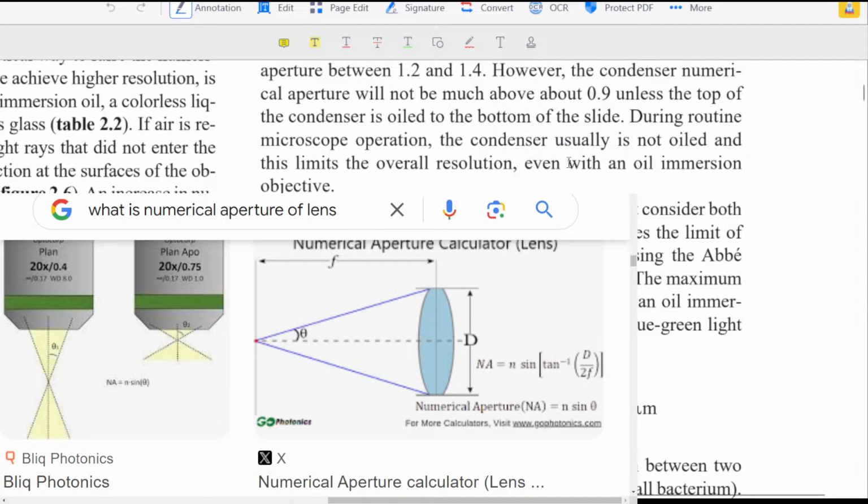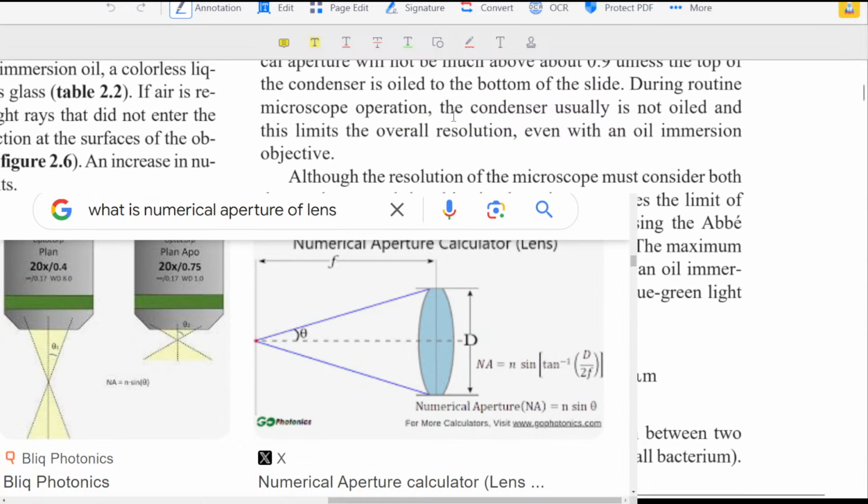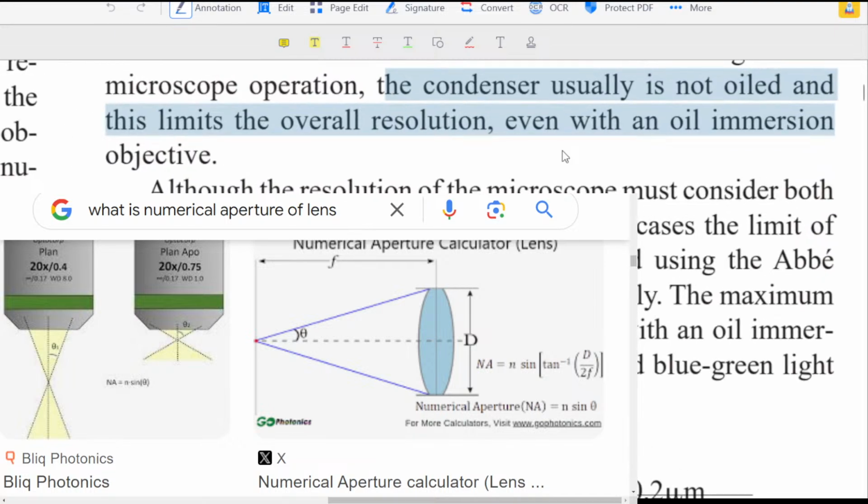During routine microscope operation, the condenser usually is not oiled, and this limits the overall resolution even with an oil immersion objective. Yeah, they are saying if you didn't oil the condenser, it limits the overall resolution even if you have an oil immersed objective. It means if you want better overall resolution, you immerse oil on the objective lens as well as the condenser.